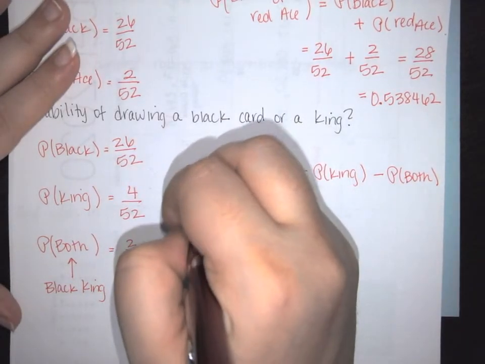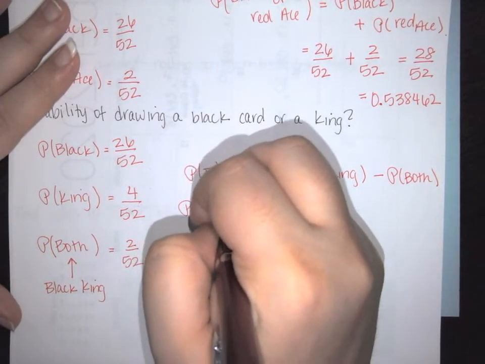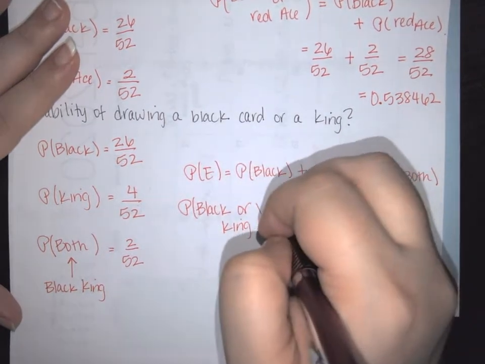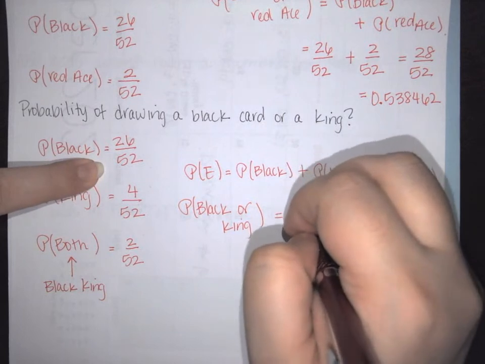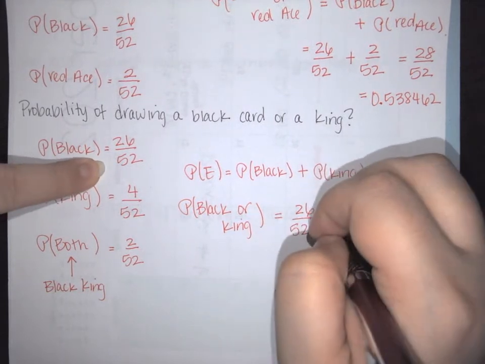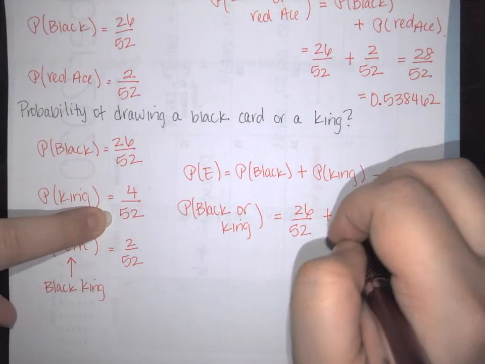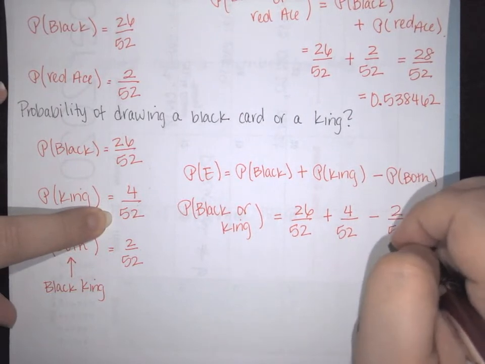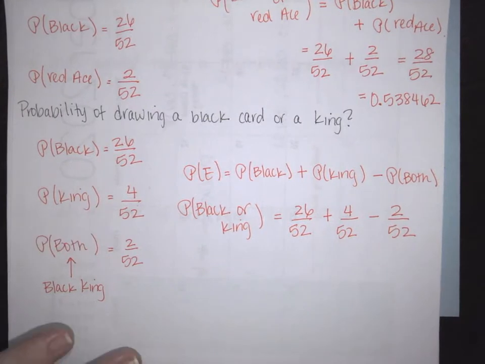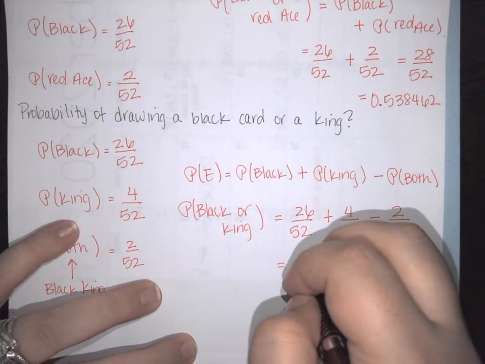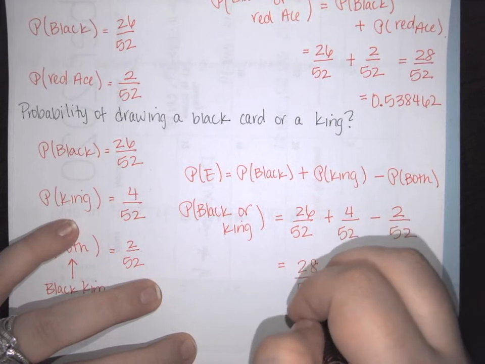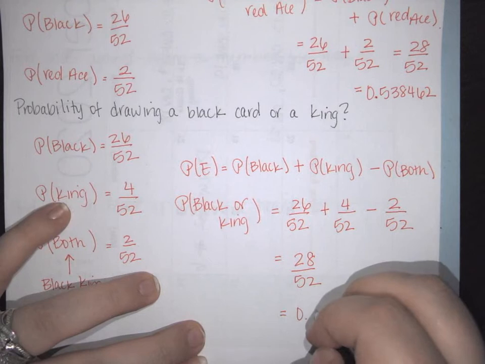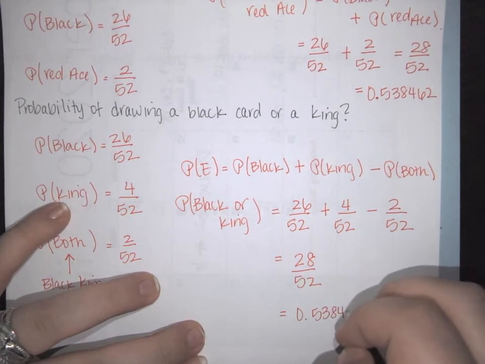So the probability of drawing a black or a king is going to be my 26 out of 52 plus my 4 out of 52 minus the 2 to represent your duplicates. Now in this case, that just happens to give us a total of 28 out of 52, which from the problem above we know is 0.53846.